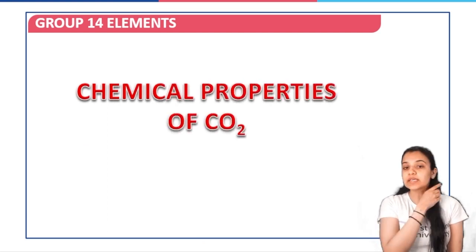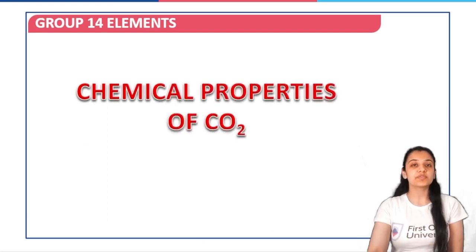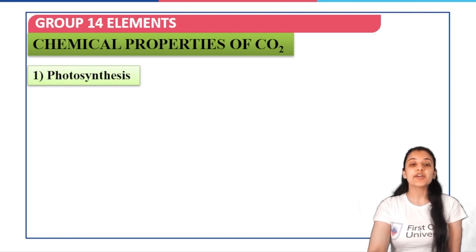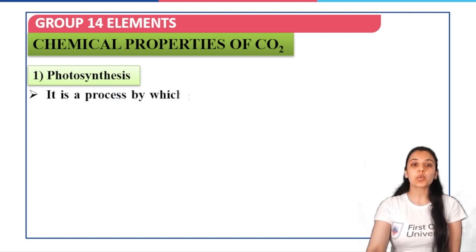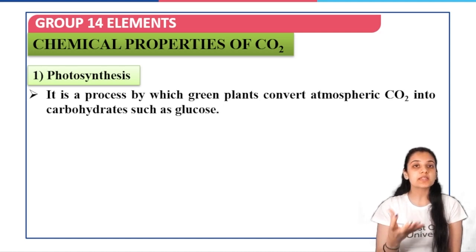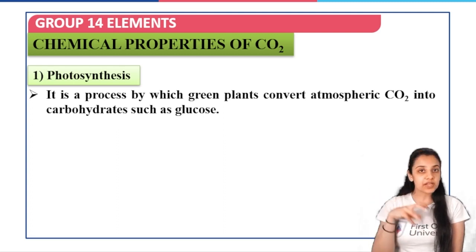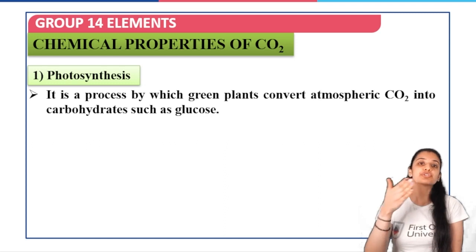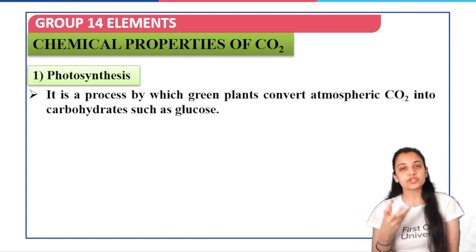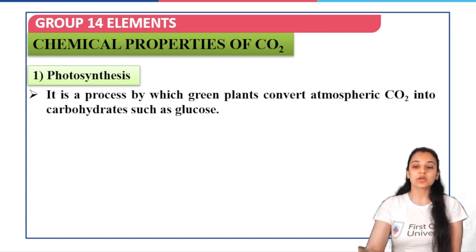Next, we move on to the chemical properties of carbon dioxide. We have done the methods of preparation and the physical properties. Now we move on to the chemical properties. First is photosynthesis. Now what is photosynthesis? It is a process by which green plants take up carbon dioxide in the presence of sunlight and chlorophyll and convert it into oxygen. Also, you can say it is converted into carbohydrates like glucose.